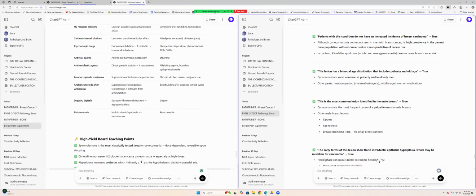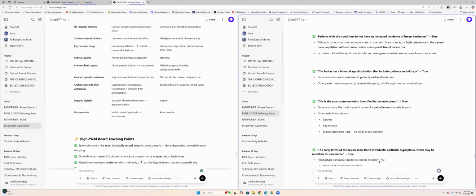In contrast, Klinefelter syndrome, which can cause gynecomastia, does increase breast cancer risk. So in the case of Klinefelter syndrome, breast cancer risk can be increased. Take note of that. This lesion has a bimodal distribution that includes puberty and old age. Middle age men on medications. Maternal estrogen in the newborn period can also cause it.